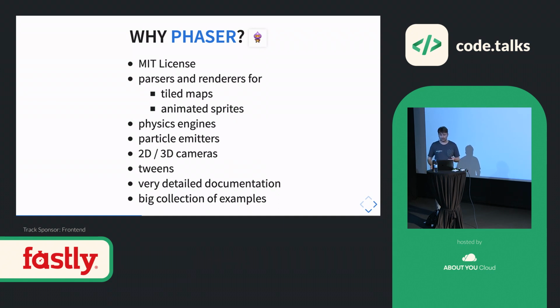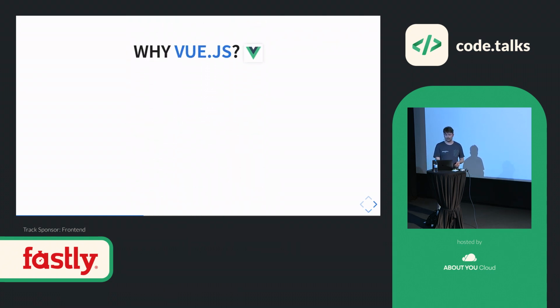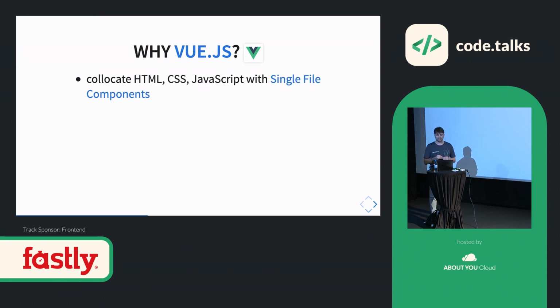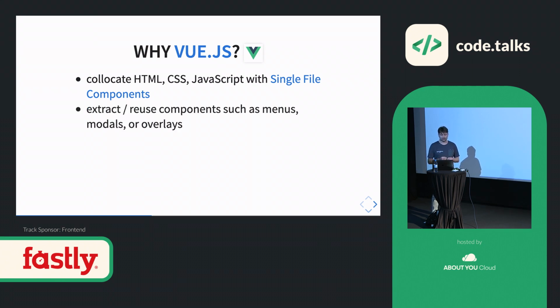Now, I explained all the stuff why Phaser is great. So why do we need something else on top of that? Why do we need Vue.js, for example? Vue.js allows you to collocate some HTML, CSS, and JavaScript within a single file component. Phaser.js uses just plain JavaScript, so it doesn't really force you into a clean structure. Also, the components can be reused at different places.